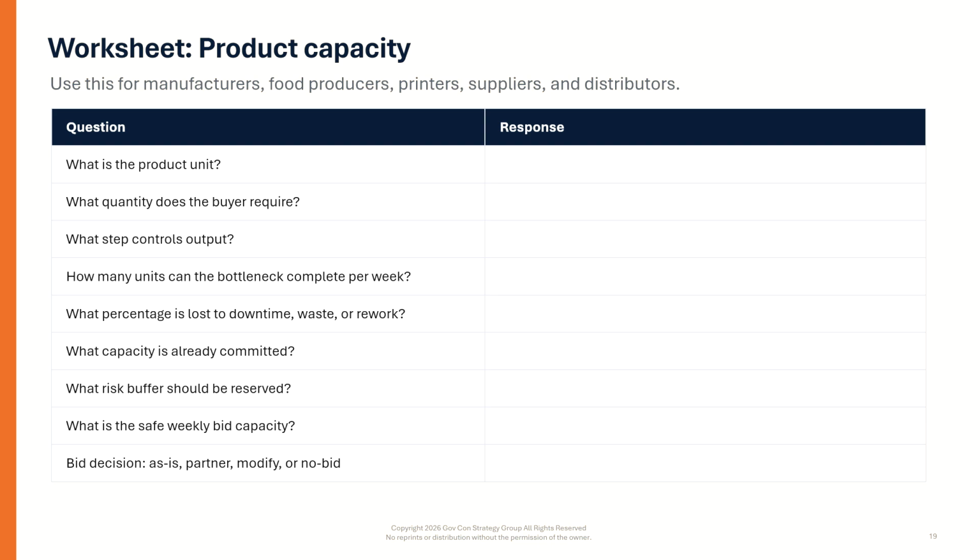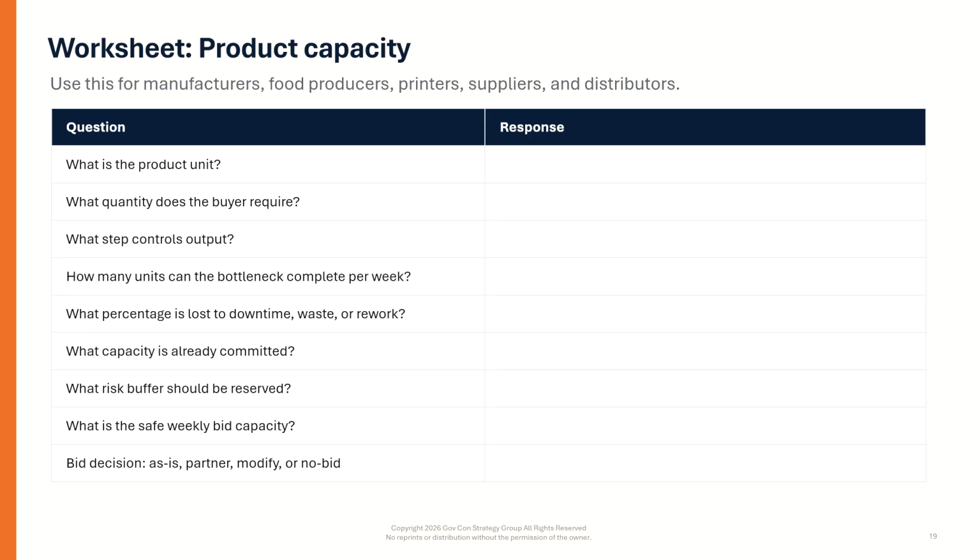Then look at your production process and identify the step that controls output. This is your bottleneck. It may be equipment, packaging, labeling, inspection, staffing, storage, delivery, or supplier availability. Your capacity is usually controlled by the slowest or most limited part of the process. Once you know the bottleneck, estimate how many units that step can realistically complete each week. Then adjust that number for downtime, waste, rework, or other delays. No business performs at perfect capacity every week.